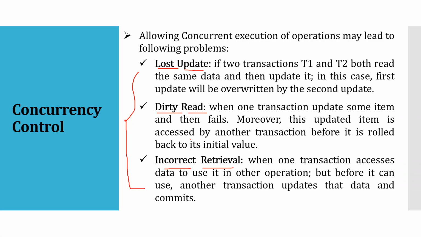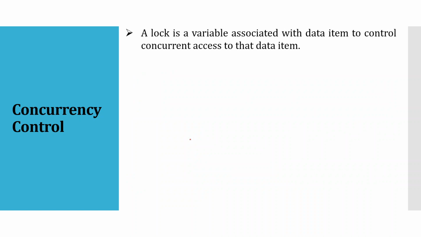Okay. So this is what the problem is with concurrency control or concurrent execution of the operations. So how to deal with it? So to deal with all these types of problems, the solution is we provide a lock. A lock is a variable associated with the data item to control the concurrent access to that particular data item. It means that each and every value of your database will have some type of lock variable. Now what are those lock variables? We will see. So each data item can have two different lock variables.